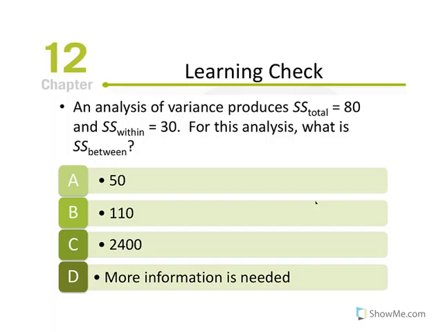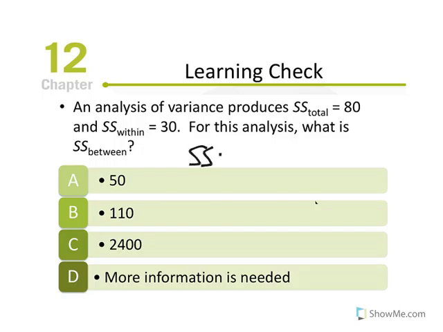So we'll end this video with a learning check. Given what we just saw in that previous table and the relationship between variables, analysis of variance produces SS total equal to 80 and SS within equal to 30. For this analysis, what is SS between equal to?